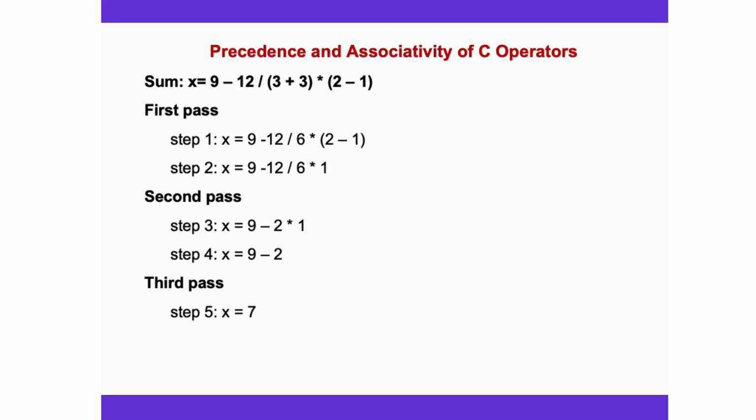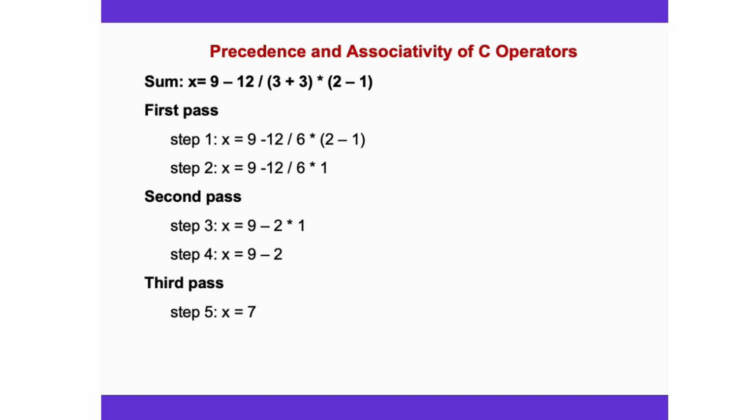So 3 plus 3 is 6, giving 9 minus 12 divided by 6 asterisk 2 minus 1. In the second step, the second parenthesis is evaluated. Already we know that parentheses are evaluated left to right, so first 3 plus 3 and then 2 minus 1. So in step 2, x equals 9 minus 12 divided by 6 asterisk 1.